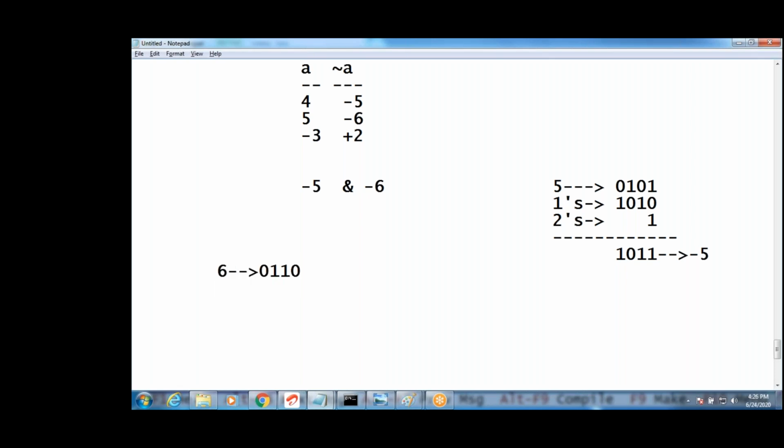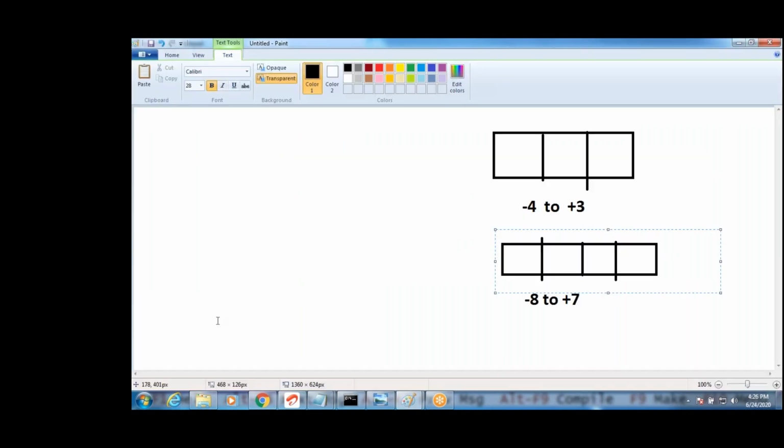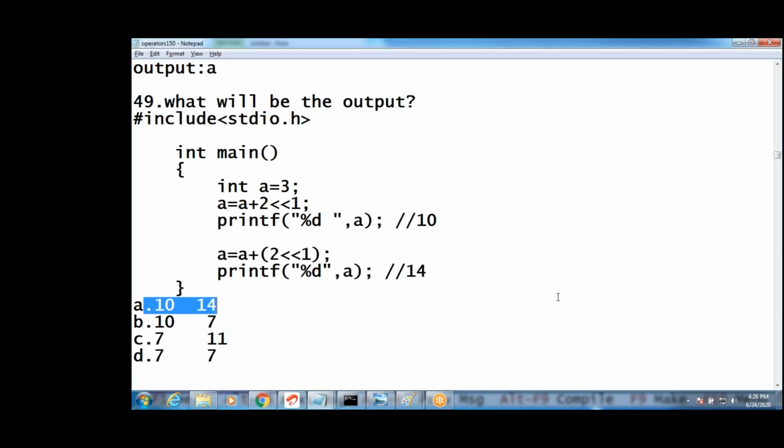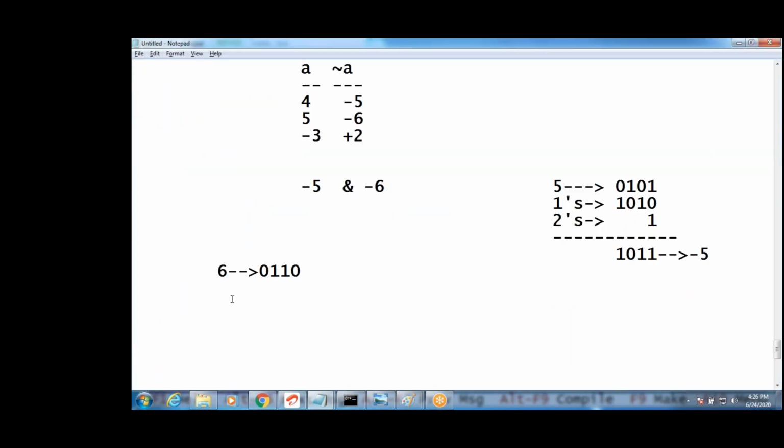That is -5. Do the 6 also, guys. What is the 6 binary value? 0 1 1 0. This is 6. You have to take 4 bits because, I told you, -6 cannot fit in 3 bits, only -4 to +3. If you want -6, you have to take 4 bits. Okay, guys, -6 I have taken. One's complement, guys. How to do one's complement? We can do one's complement like this. Okay, 1001.